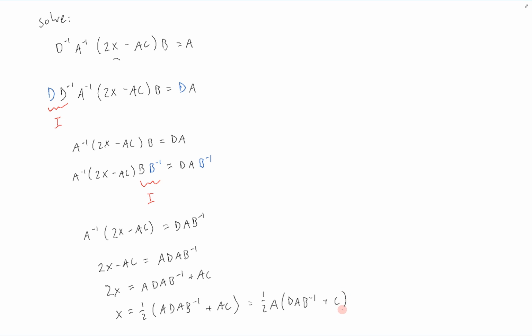So the most important part of all of this is that when we were performing the computations, the order matters. You have to do things in the same order on both sides. If you left multiply, you have to left multiply both sides. If you right multiply, you have to right multiply both sides. Otherwise, you're going to get the wrong answer.